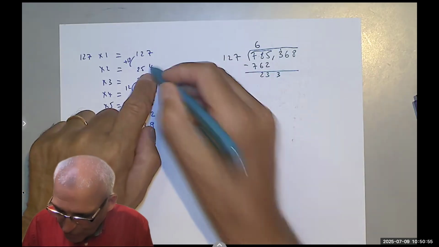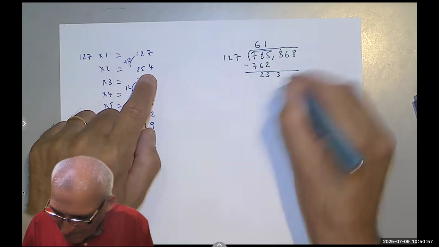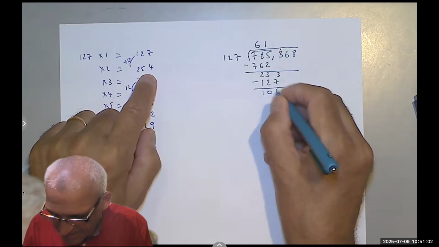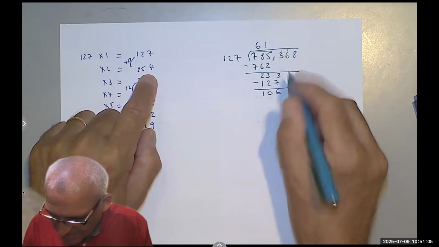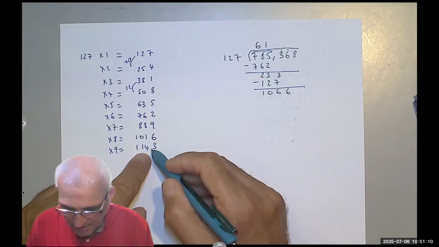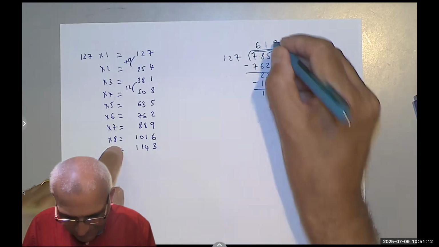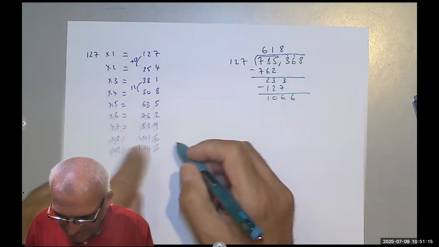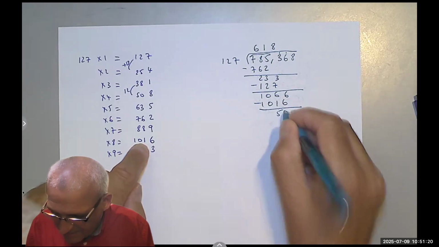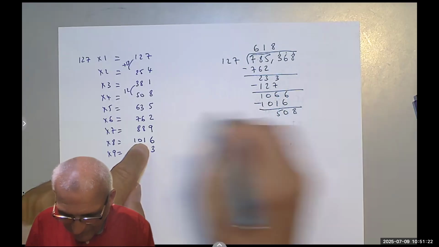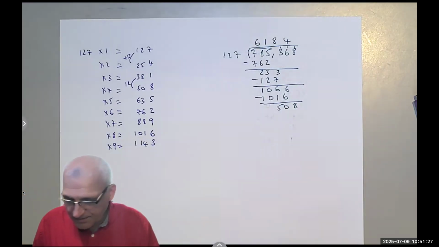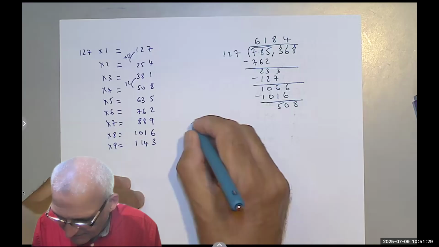Oops, it's between 1 and 2. So I'm going to enter 1, meaning 127. Subtract, you get 106. Bring down the 6, 1066. So it's between 8 and 9, right? So you enter 8. 8 times 127 is 1016. Subtract, you get 50. Bring down the 8. 508 is 4. So the answer is 6184.